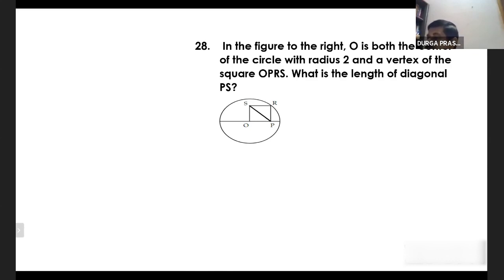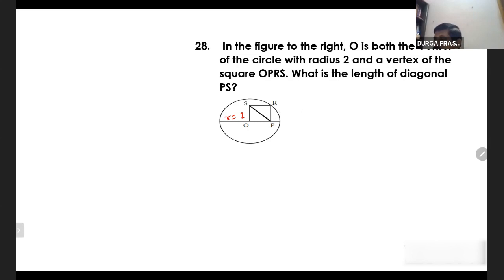In the figure, O is both the center of the circle with radius 2, and a vertex of the square OPRS. Radius is 2. What is the length of diagonal PS?